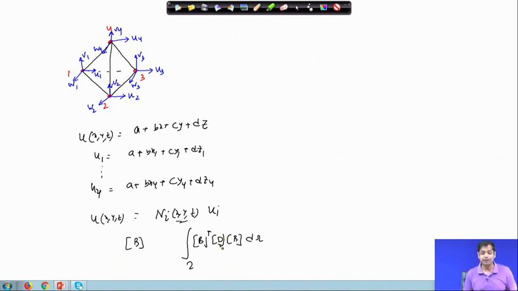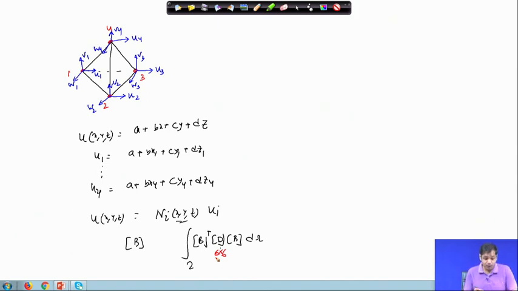Now, this is a 3-dimensional problem. So, what would be the size of D? Size of D will be 6 by 6. If you recall, in a 3-dimensional space for plane strain and plane stress idealization, the size of D was 3 by 3, because you have either 3 stresses or 3 strains. But in this case we have all 6 components of stresses and 6 components of strain. So, the constitutive relation will be 6 by 6.